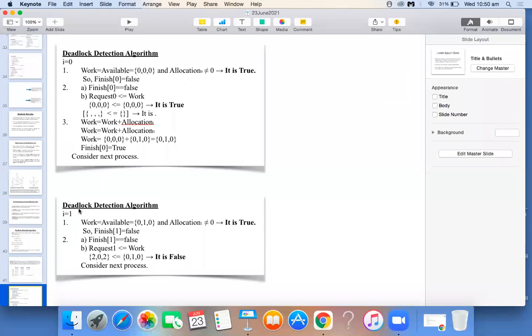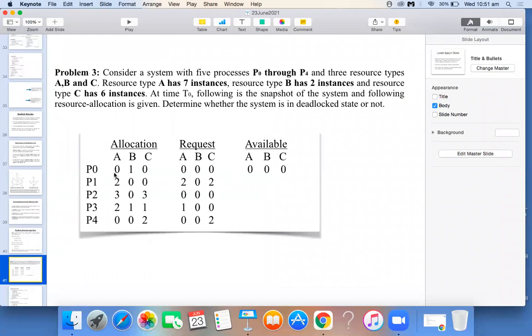And what is the next step? Allocation of I is not equal to 0. We have to check. What is the value of I here? 0. Correct. So I have to check the allocation of the first process, P0. Correct. What is the allocation value of process P0?